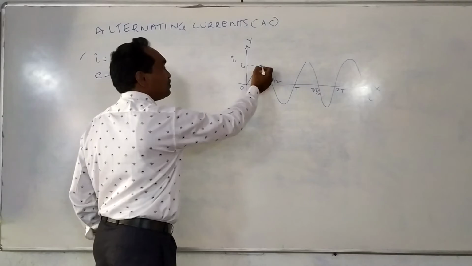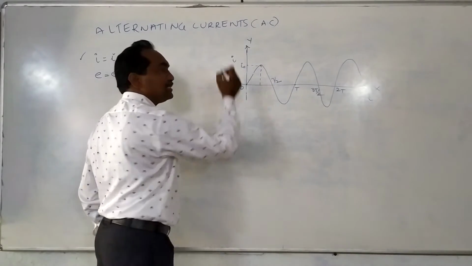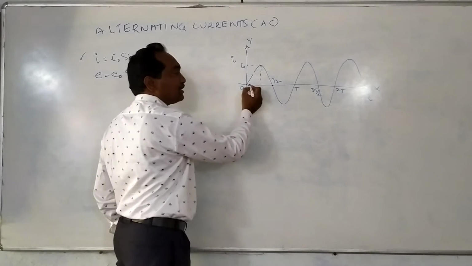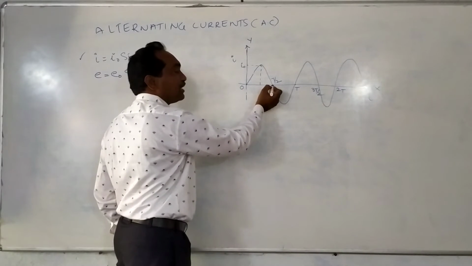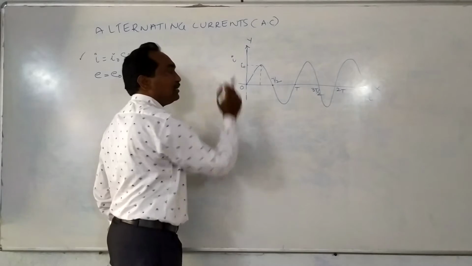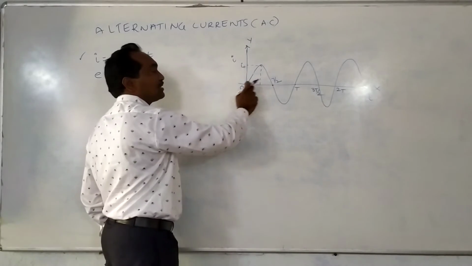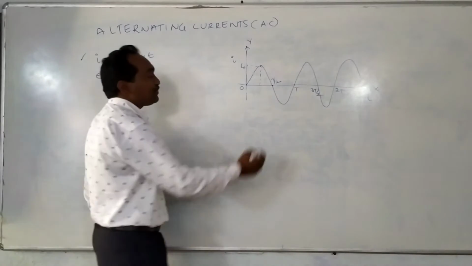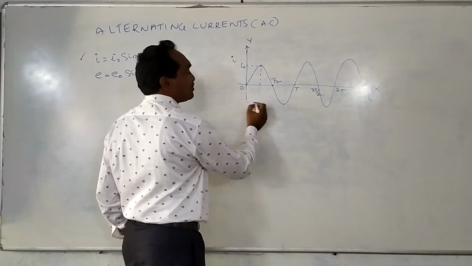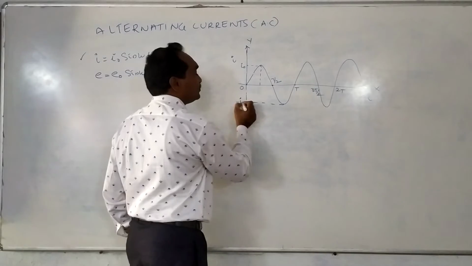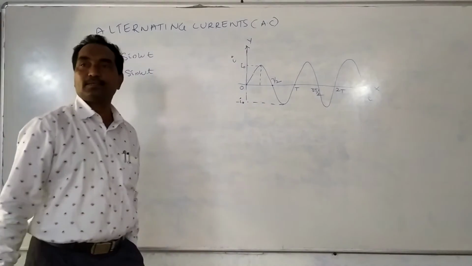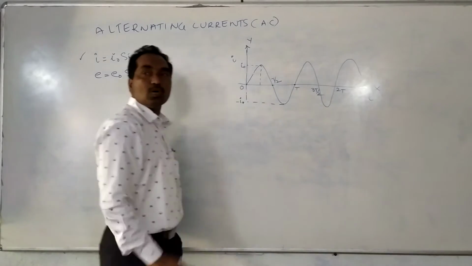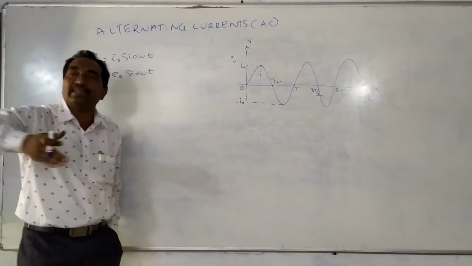When we see at this position, the current is maximum, that is I naught. When time t is equal to capital T by 2, the current I is equal to 0. This is on the x-axis, y is equal to 0, that is current is 0. At this place, again the current is maximum, that is minus I naught. Am I right? And this is again current 0. So the alternating current is varying with time.